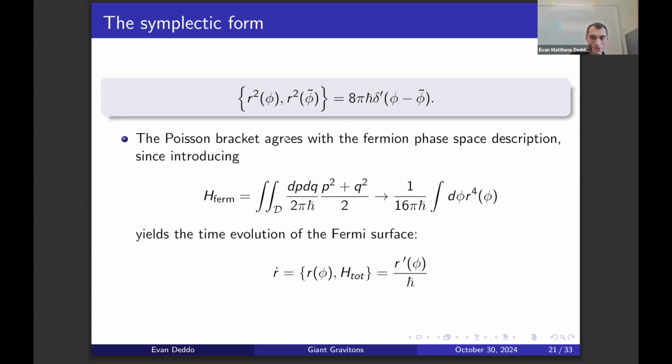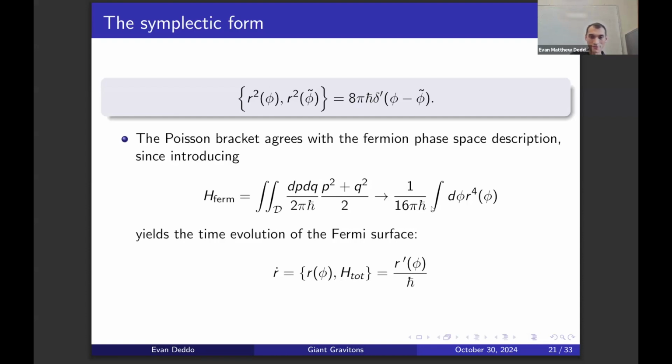But before we do that, just as an interesting note, this description here, the Poisson bracket, agrees very well with this fermion phase space I mentioned. If we think about x1 and x2 in the LLM plane as being p and q in phase space, we expect the Hamiltonian for fermions to take this form, where we integrate over phase space over the entire droplet, and then we can write this in terms of polar coordinates.